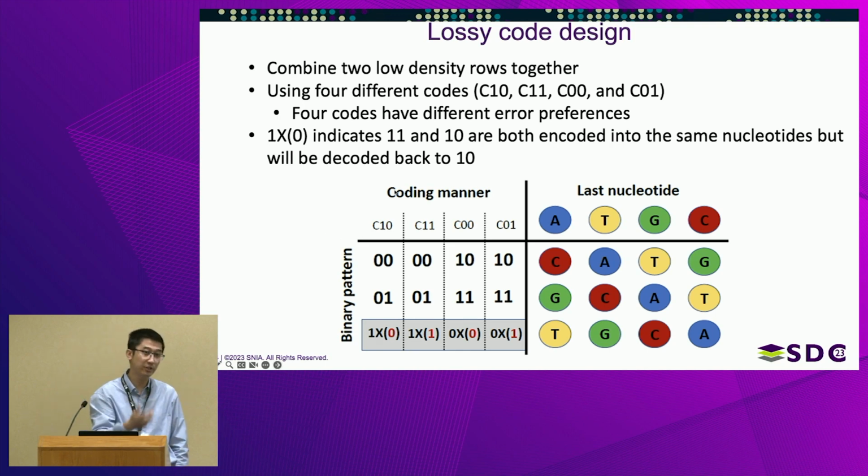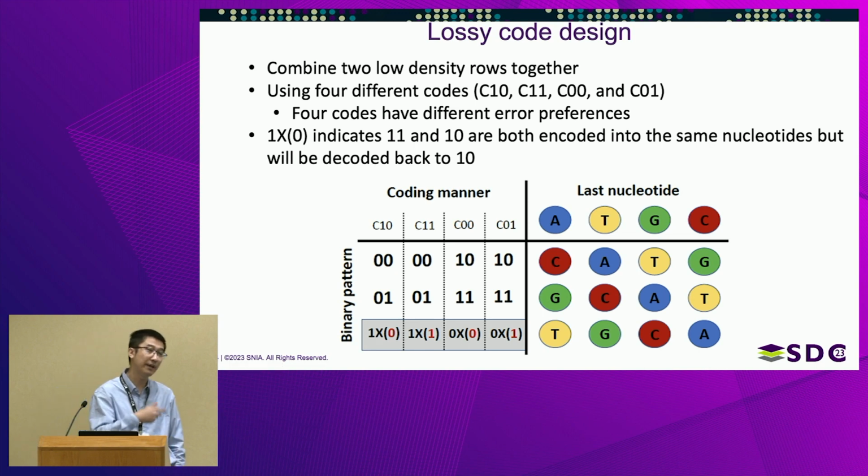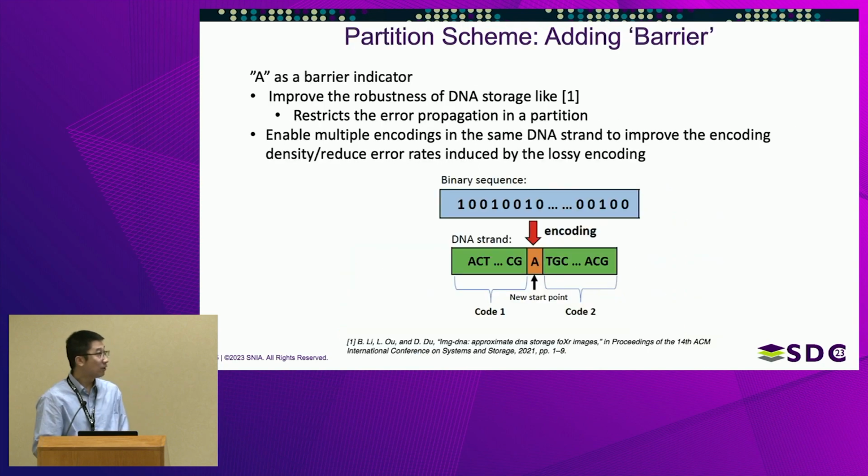In this case, we introduce some errors purposely. For this example, 1x0 indicates that 11 and 10 are both encoded into the same nucleotide, but will be decoded back to 10. That means during the decoding process, we may introduce some errors. But this is a trade-off between the error rate and the encoding density. And we also borrow the ideas of Image DNA to apply the barriers to these schemes.